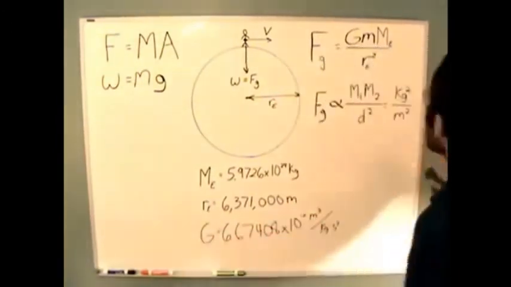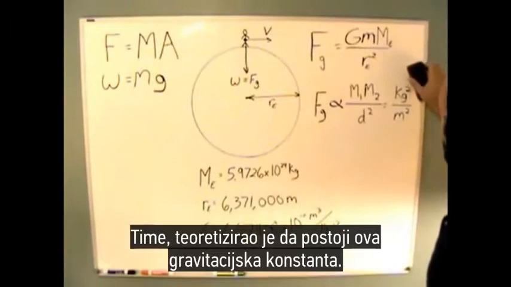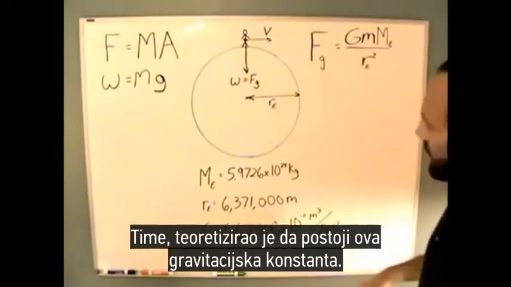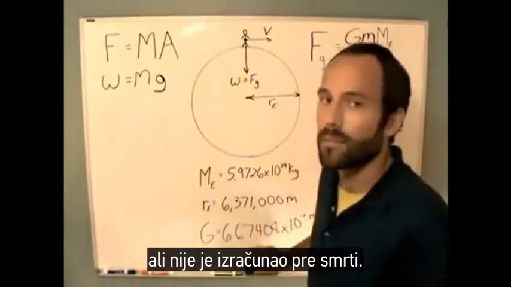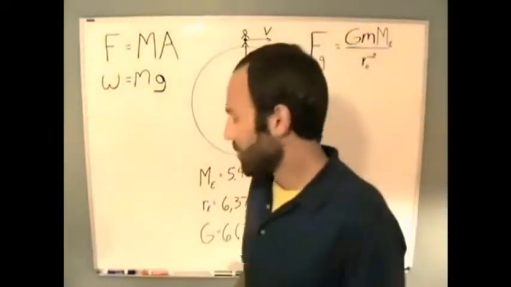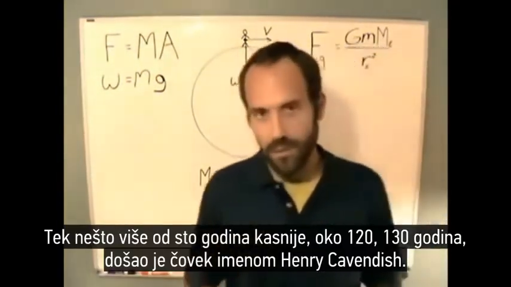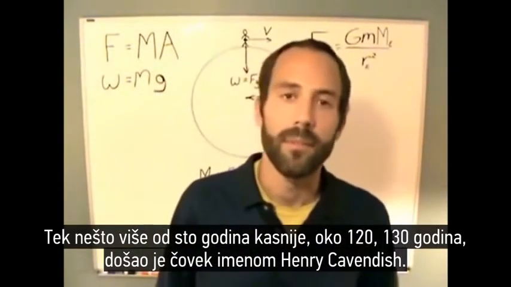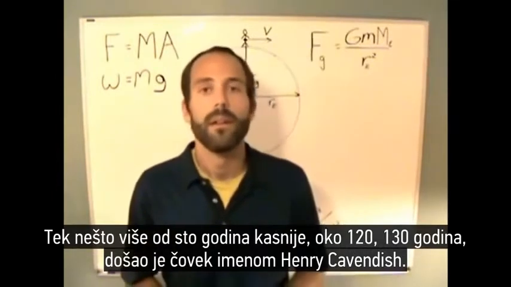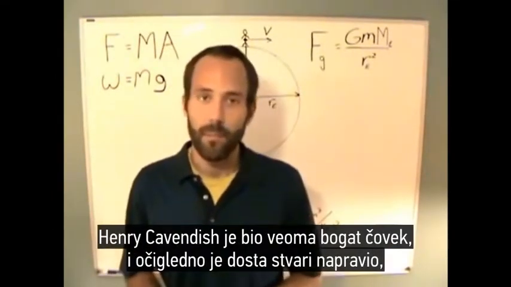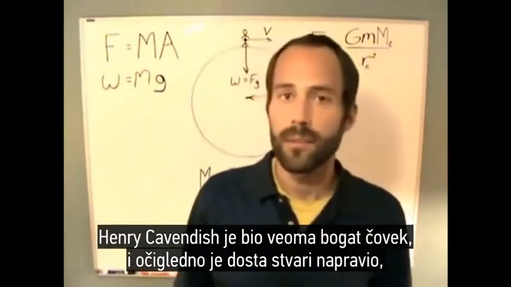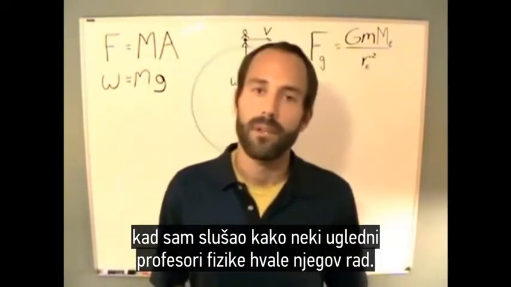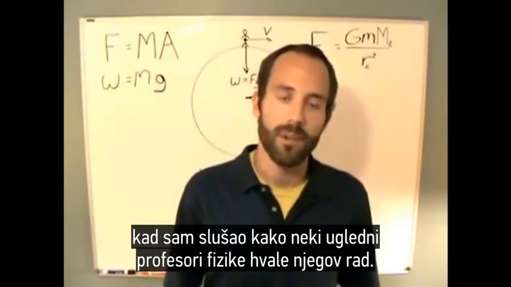So, that said, he theorized that there was this gravitational constant, but he didn't actually figure it out before he died. And it wasn't until a little over 100 years later, about 120, 130 years later, that a man named Henry Cavendish came along. Henry Cavendish was very wealthy, and he did a lot of things apparently. I've listened to some very respected physics teachers praise his work.